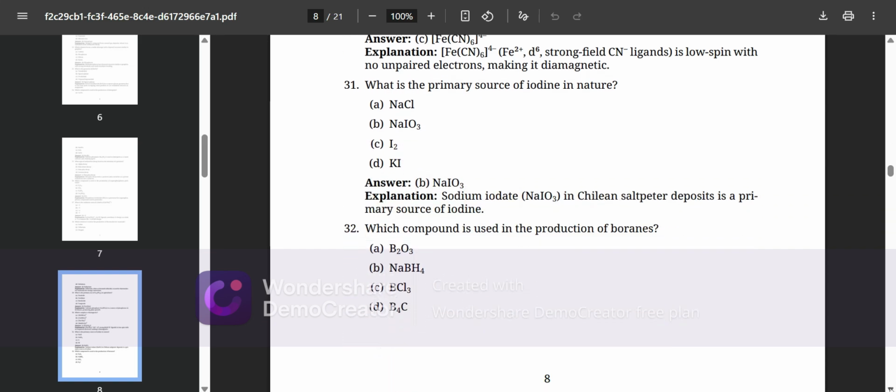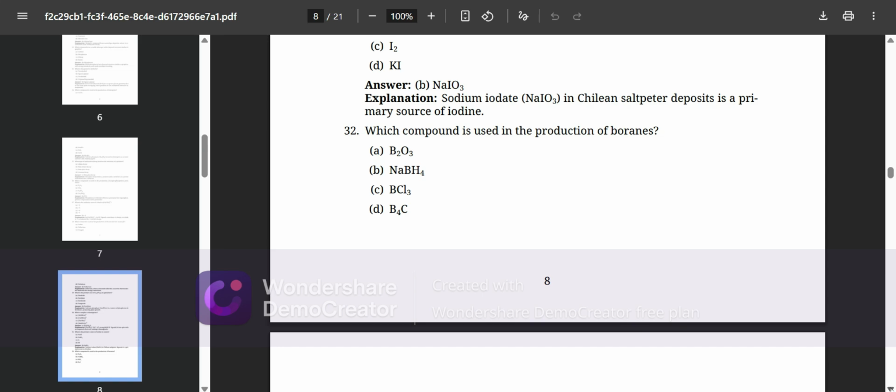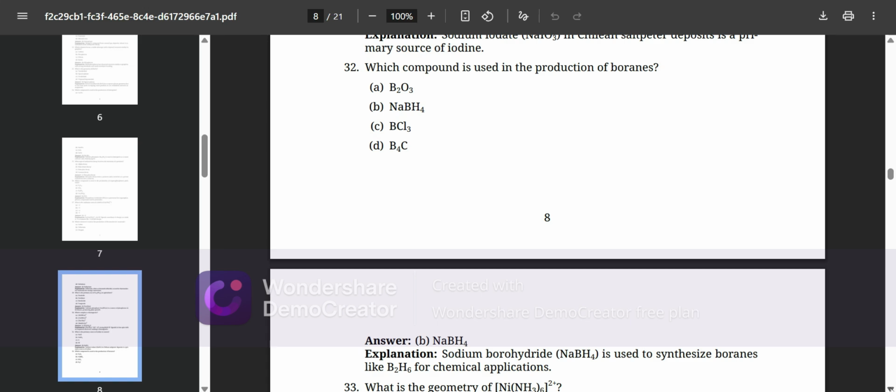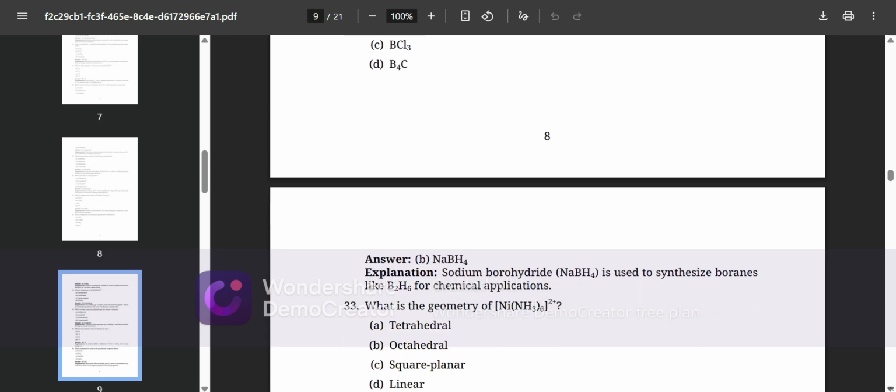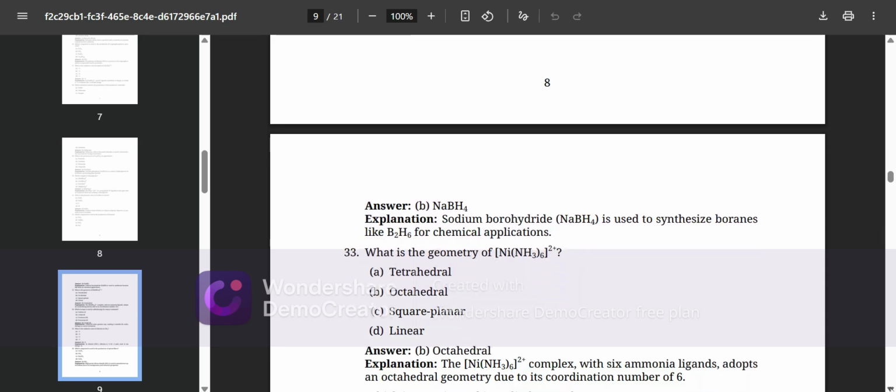NaIO3. Sodium iodate NaIO3 in Chilean saltpeter deposits is a primary source of iodine. Which compound is used in the production of boranes? NaBH4. Sodium borohydride NaBH4 is used to synthesize boranes like B2H6 for chemical applications.